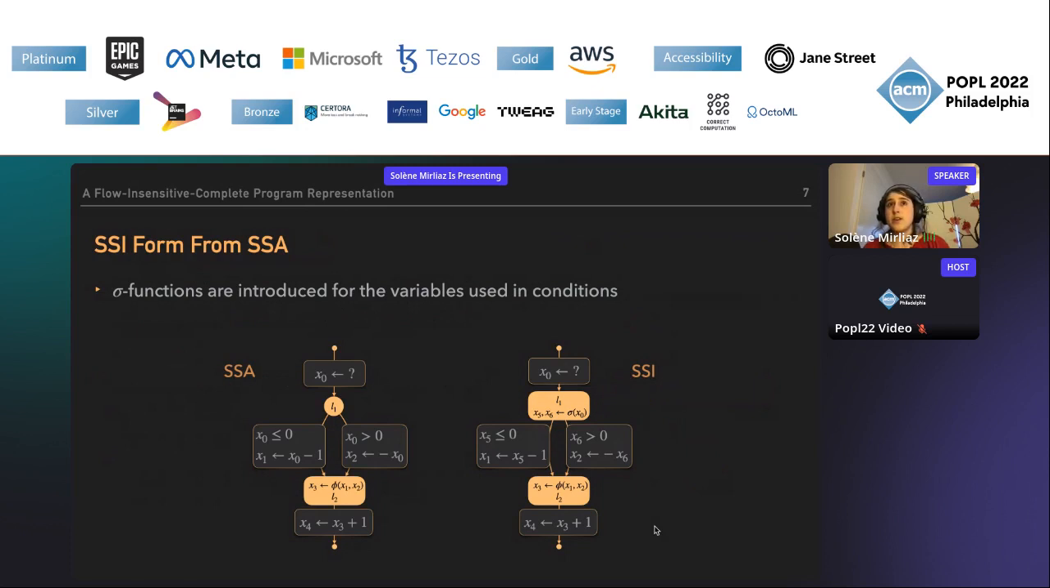And these versions are assigned by a sigma function, which has the semantics to assign x0 to x5 only if we are taking the left branch. So during the life of x5, we are guaranteed that it will always be negative, and similarly, x6 will always be positive.